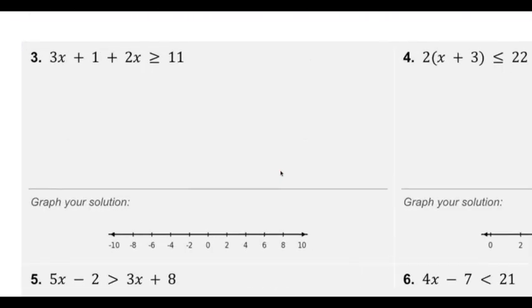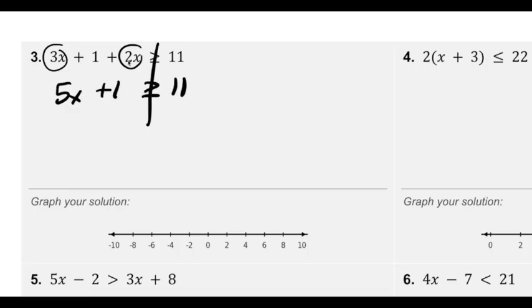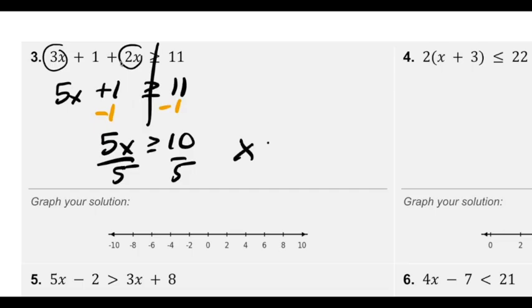Okay, let's move on, do some more. Here, first thing you want to do, anytime you can, you want to add things on the same side. So we're going to add 3x and 2x, and I get 5x plus 1 equal to 11. Now we're going to solve for this. Subtract 1, subtract 1, 5x is equal to 10, divided by 5. x is greater than or equal to 2. So there we go, and then we're going to graph it.